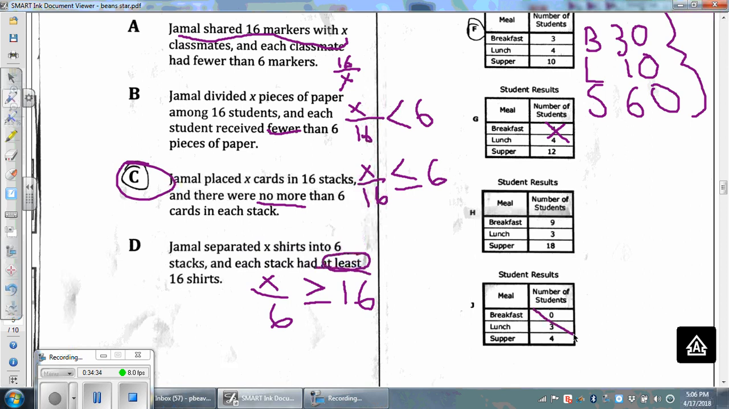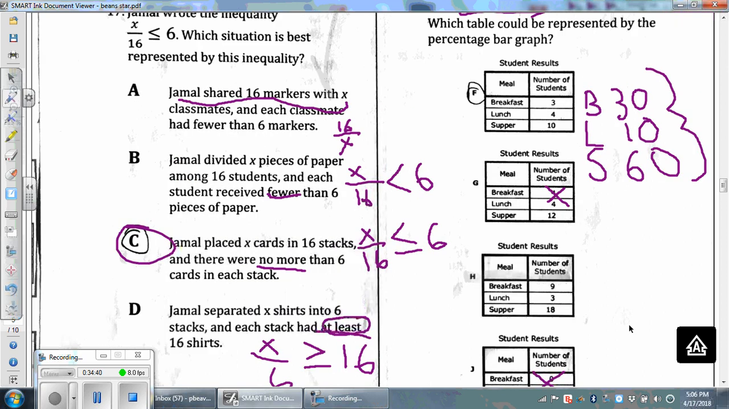Also, I'm going to eliminate this one because we have students who like breakfast better. And so that's not a possibility. Now, I'm between two choices. But if you look at breakfast and lunch here, we're saying that more students chose lunch, which doesn't match what we're saying here, because the percentage of breakfast is higher. So then I'm going to go with this option H, and let's see if it's true. So we have a 9, and we have a 3, and we have an 18. So let's see. How can we go from a 9 to a 30?